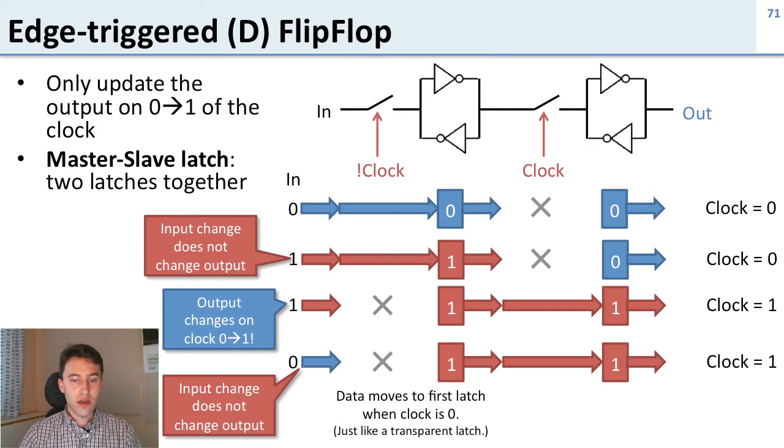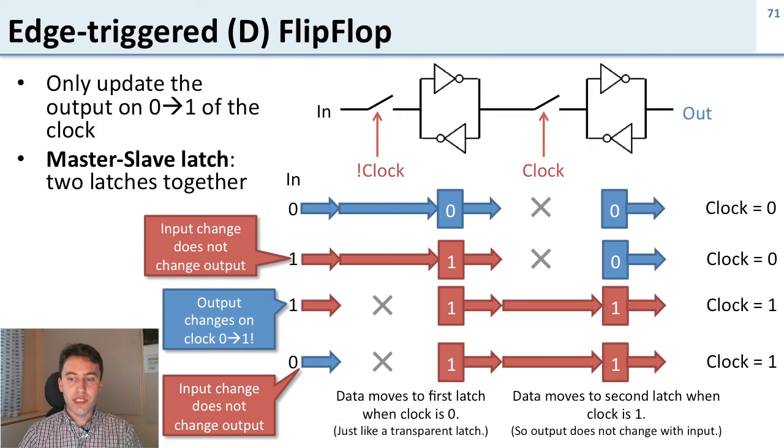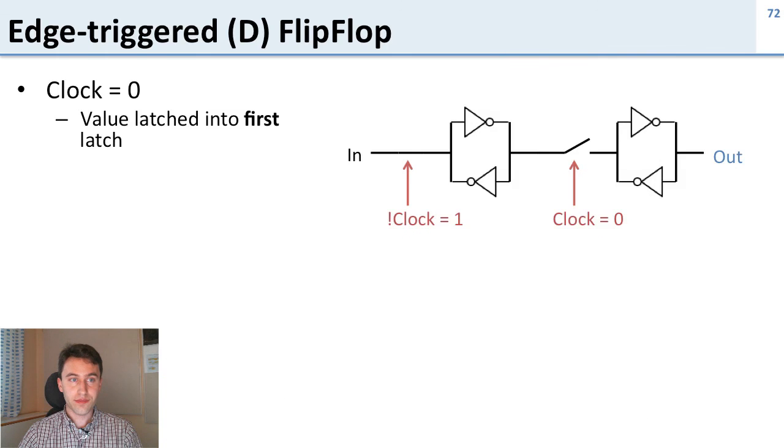So what do we have here? Well, the data moves to the first latch when the clock is 0. This is just like a transparent latch, but the data doesn't get out because it's only going to the second latch. But data only moves to the second latch when the clock is 1. And so this allows us to only send data from the input to the output when the clock edge is rising. And this is the way most logic is designed. In fact, this is what we saw when we looked at the counter example, and this is the most common state element used in pipelines and the like.